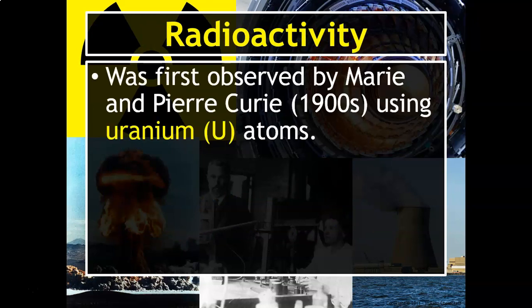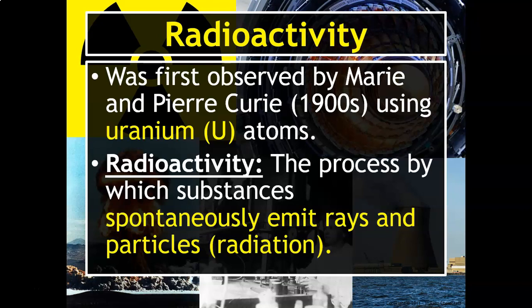Radioactivity was first observed by Marie and Pierre Curie in the 1900s using uranium atoms. Radioactivity is the process in which substances will spontaneously emit rays and particles, which we call radiation.